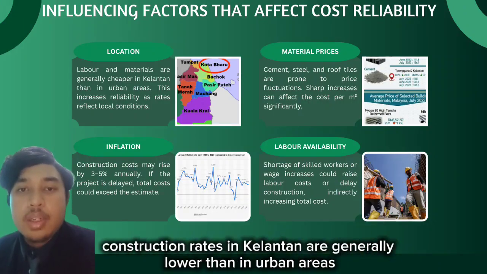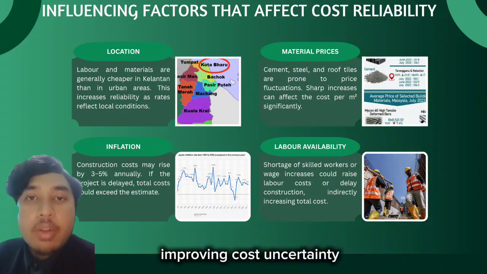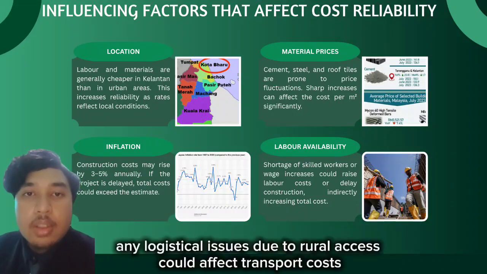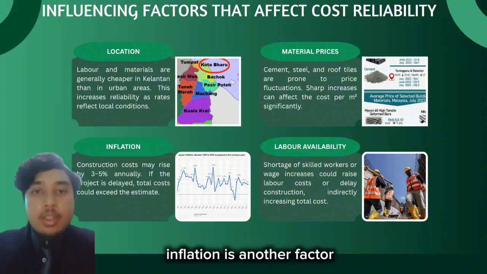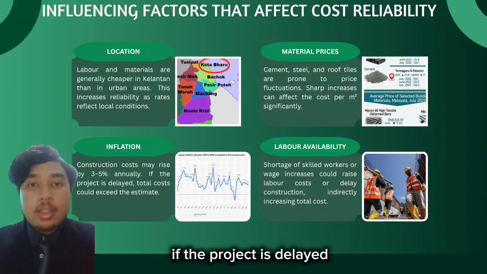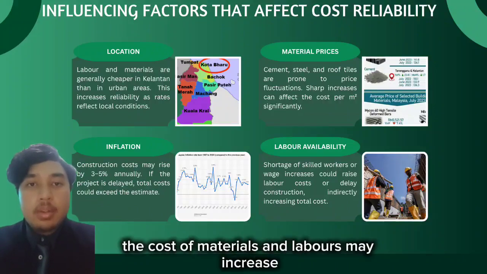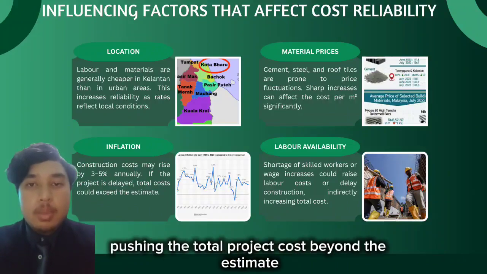Location plays a major role. Construction rates in Kelantan are generally lower than in urban areas, reducing cost uncertainty. However, any logistical issues due to rural access could affect transport costs. Inflation is another factor. If the project is delayed, the cost of materials and labour may increase, pushing the total project cost beyond the estimate.